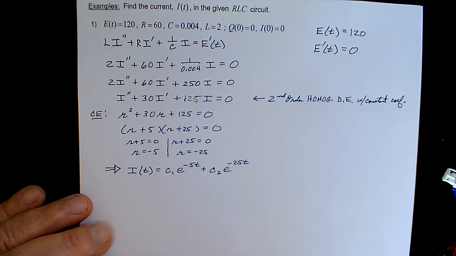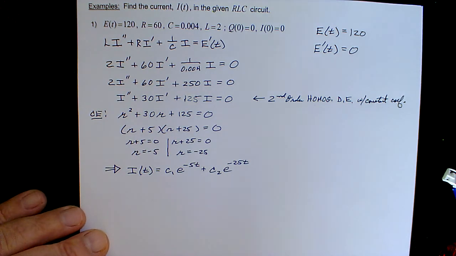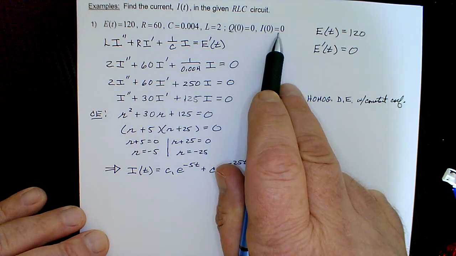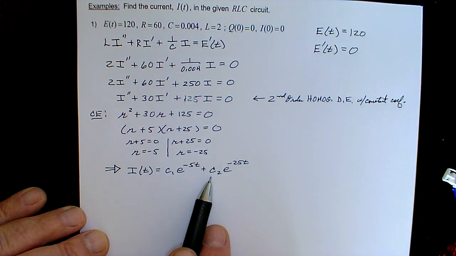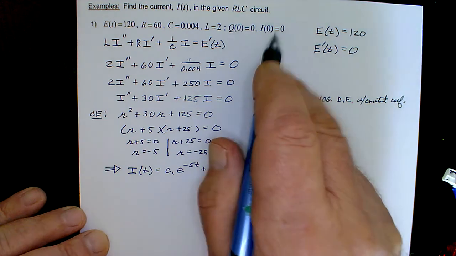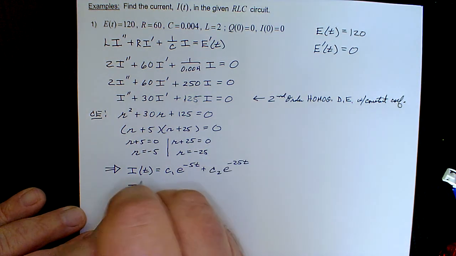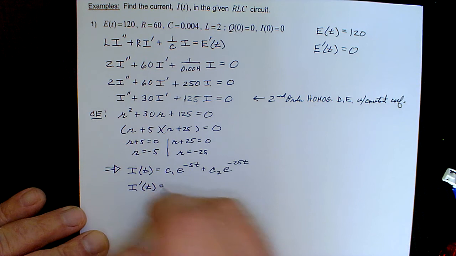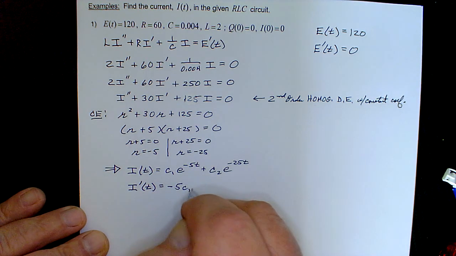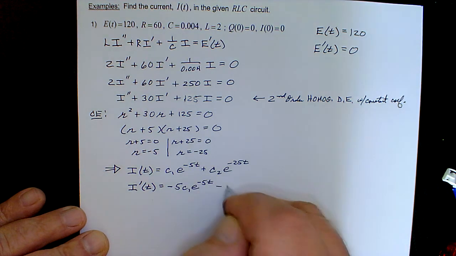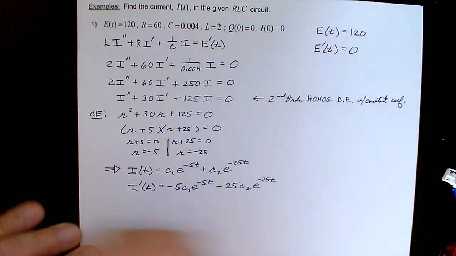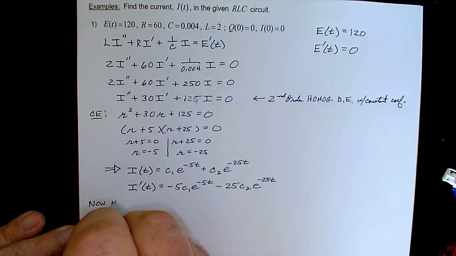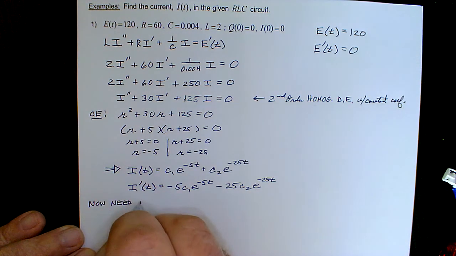But in order to solve for those constants, we need the initial conditions, and we only have Q of 0 and I of 0. To solve for constants C1 and C2, we're going to need I of 0, which we have, but we're also going to need I prime of 0. Actually, let's find I prime of t first. That's going to be negative 5C1 e to the negative 5t minus 25C2 e to the negative 25t. Okay, and now we need I prime of 0.